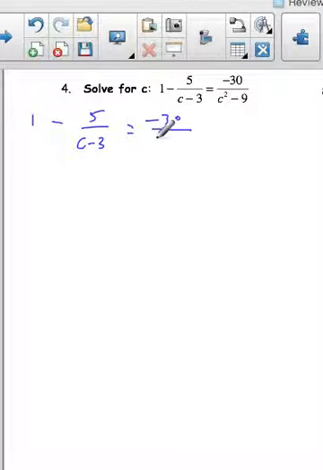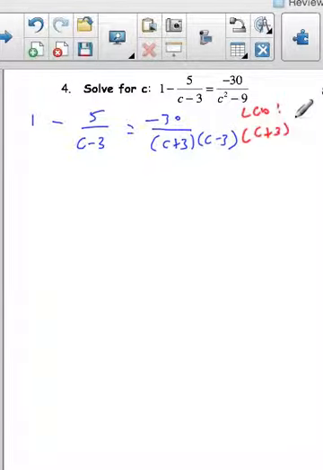c squared minus 9, that's a difference of squares. I can factor it as c plus 3 times c minus 3. So my least common denominator here is the product c plus 3 times c minus 3. And I'm going to multiply both sides of the equation by that least common denominator.